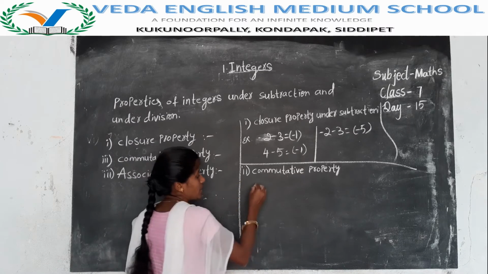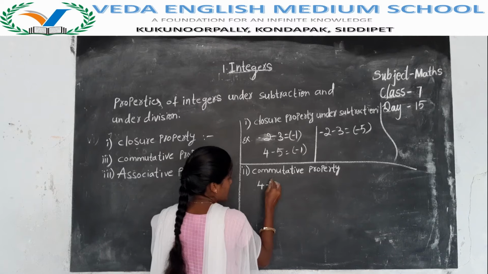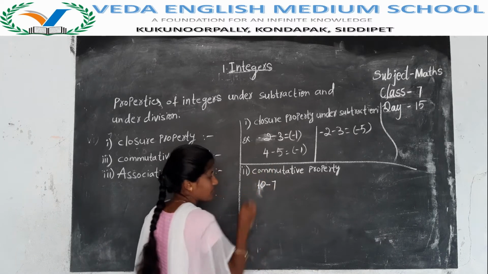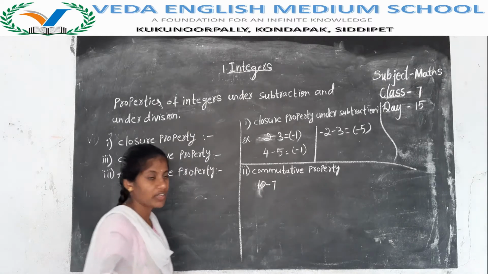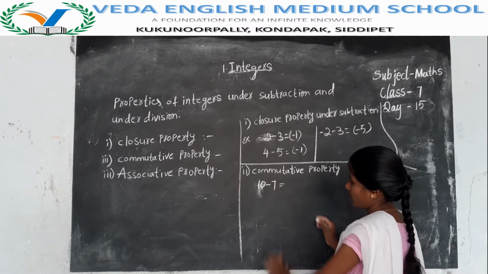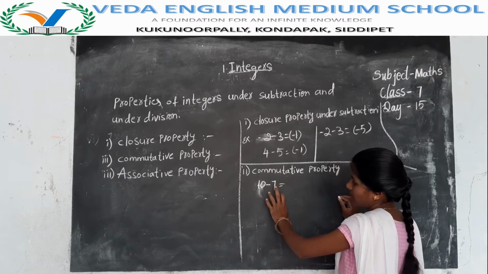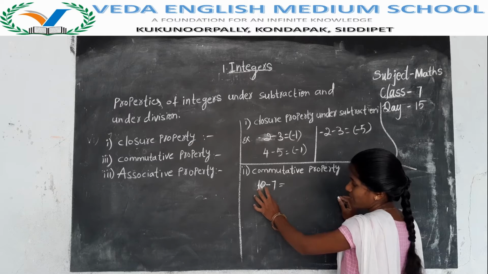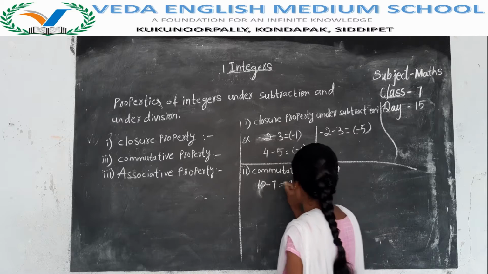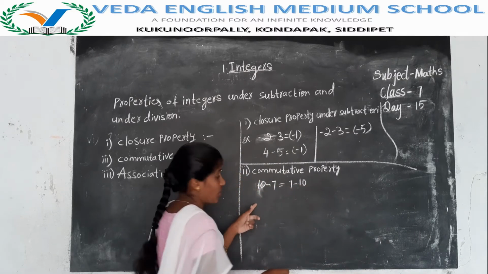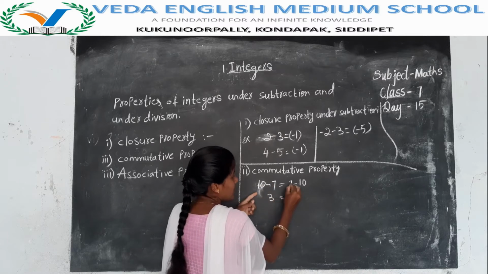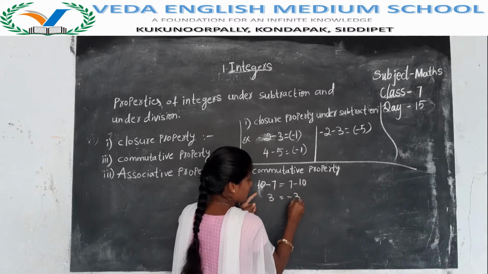Take any two integers. I am taking 10 minus 7. Now we have to change their order. That means in the place of 7 we will write 10, and in the place of 10 we will write 7. Now 7 minus 10. Do both give the same answer or not? We will check. 10 minus 7 is 3. 7 minus 10 gives -3 as the answer.